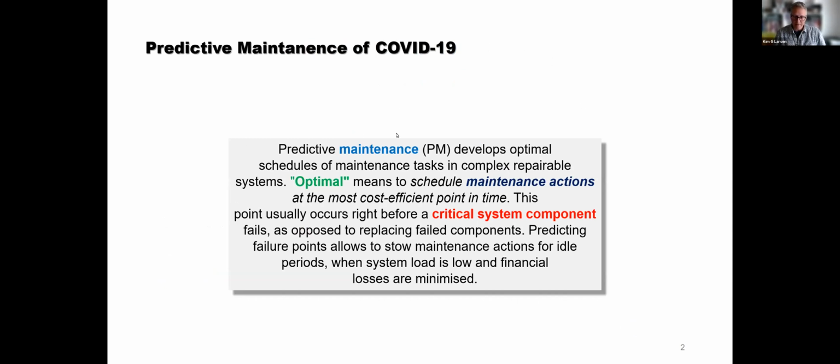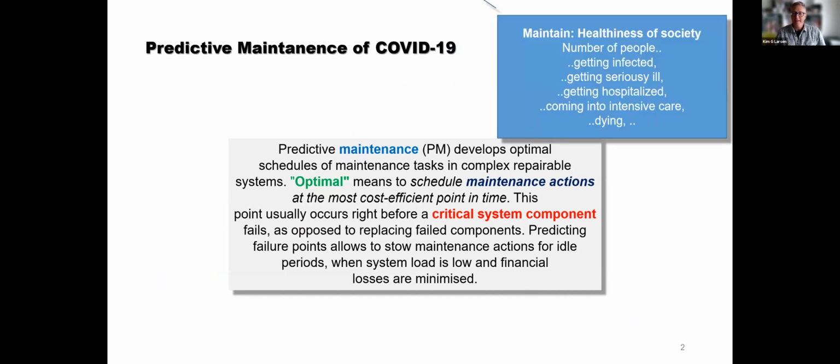So why do I think this is a predictive maintenance problem? What you have in the center, I took from the workshop announcement, but we are dealing with maintenance, right? COVID-19. We really are interested in doing something so that healthiness in society, in terms of number of deaths, infected, seriously ill people, how many people are getting hospitalized or coming into intensive care or even dying, that we are on top of that.